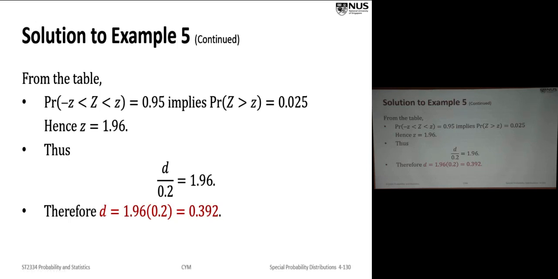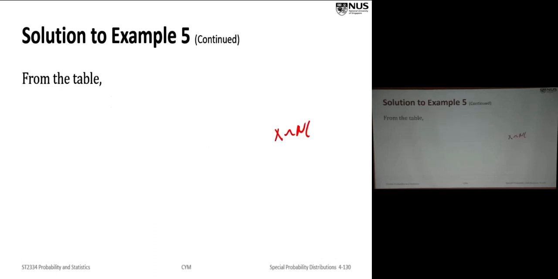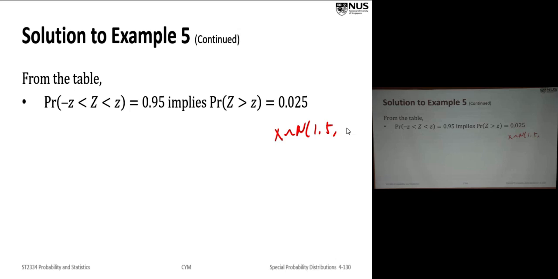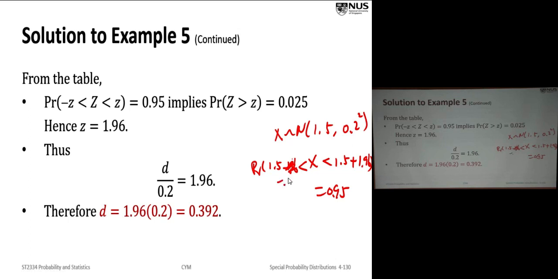0.392. So in other words, X follows a normal distribution with mean 1.5 and standard deviation 0.2. Then the probability of X between 1.5 minus D, which is 1.96 times 0.2, and 1.5 plus 1.96 times 0.2 is 0.95. So this is the D: minus 0.392, plus 0.392.